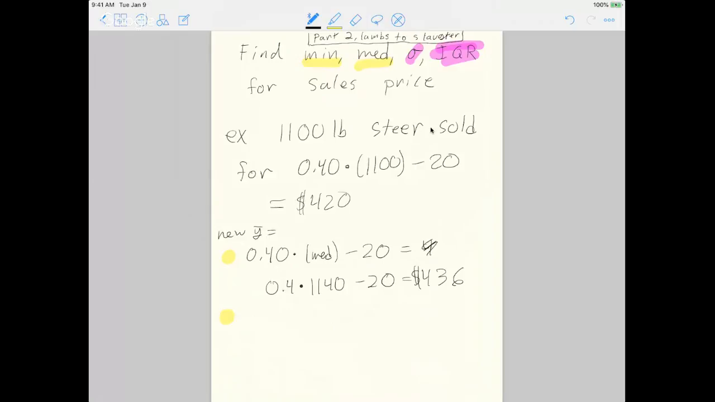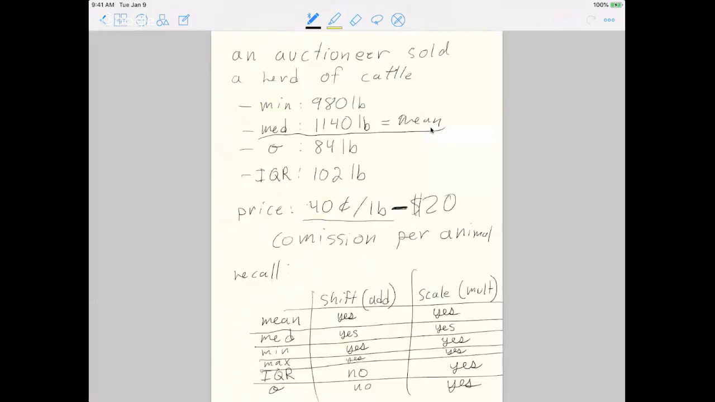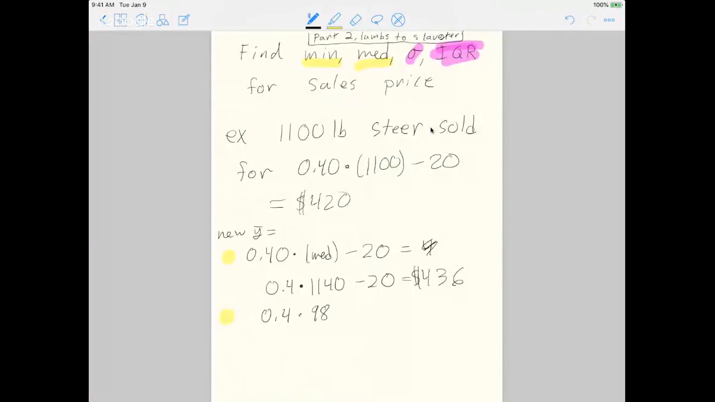All right, minimum works the same way. 0.4 times, not 1140, but 980. So that's the minimum, right? Minus $20. And just computing that in a trusty calculator, 980 minus 20. So the minimum price for a cow, since the minimum cow was this weight, the minimum price we're going to get for that cow minus the auctioneer's commission, is $372.